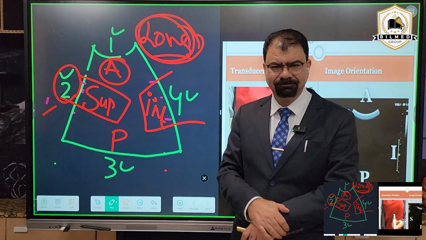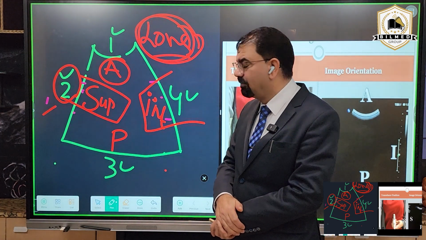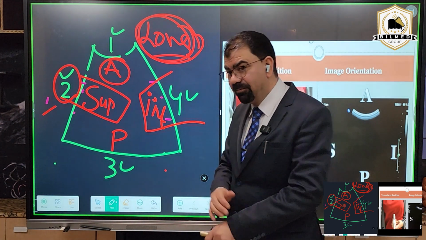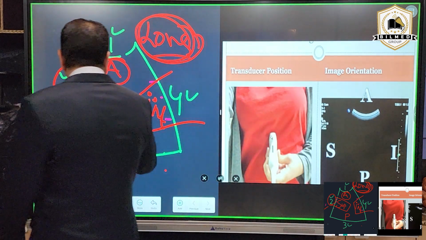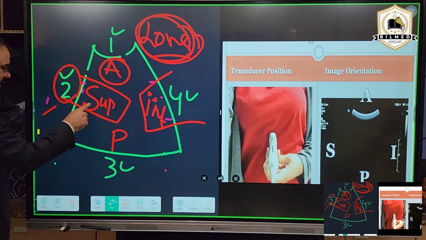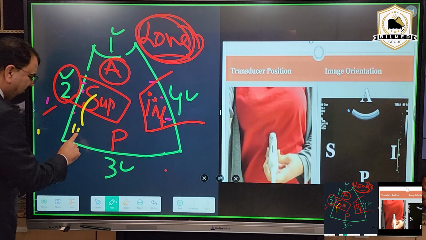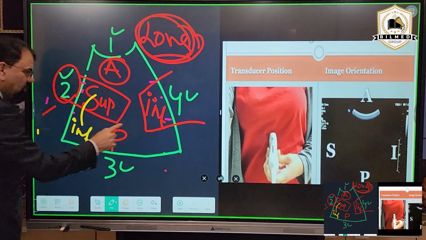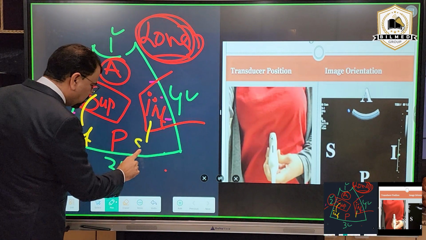2 and 4 will be changed, sir. Superior, inferior will change. Very good. Now this superior will be replaced by inferior, and this inferior will be replaced by superior.